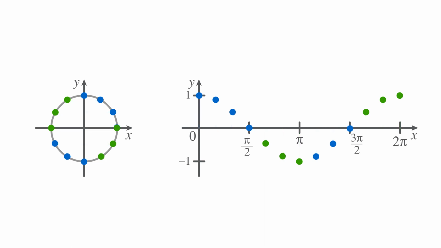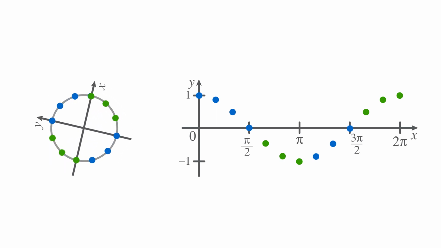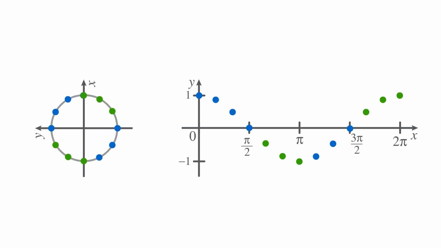The visual connection might be easier to see if we momentarily rotate the unit circle so that we can view the circle's x values vertically. Now hopefully you can see how the cosine wave takes shape.